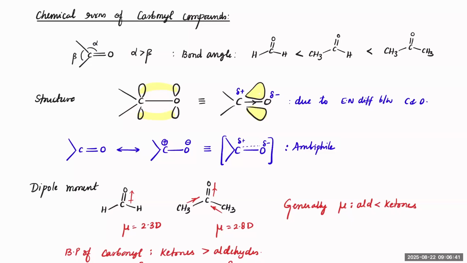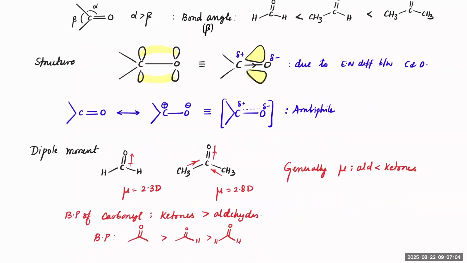Second thing, if you are only comparing beta angles, you notice that as the bulkiness increases or as the steric hindrance increases between these two groups, the beta angle increases. So this is the order in which the angle increases.